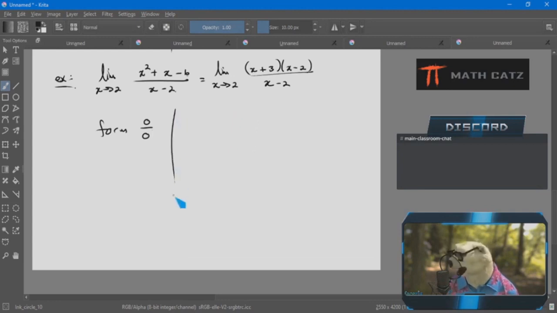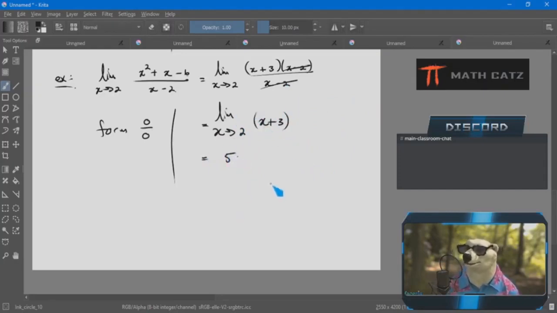So now I see. Ooh, yay! I can cancel the x minus 2s, and the x minus 2s were the problem. Well, there was only one in the bottom. So the behavior of this original function is the same as the behavior of x plus 3, which doesn't have any problem. It's a polynomial. It's great. Plug it in. It's defined everywhere. It's 5. 2 plus 3.